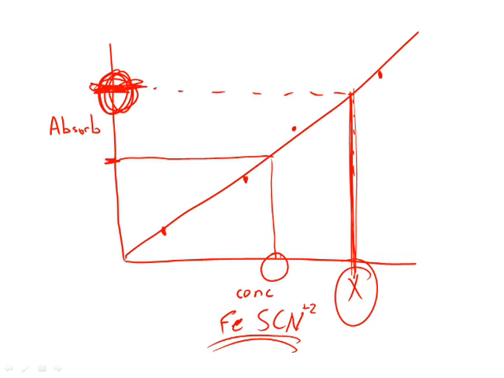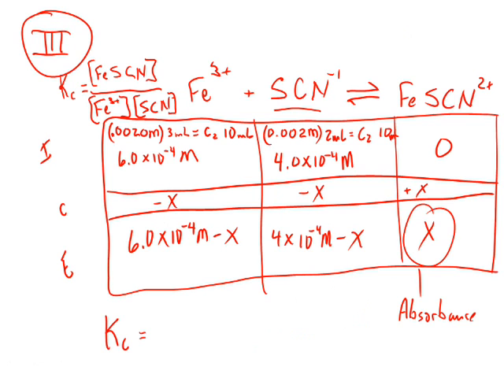And that concentration should be different for each of your 4 experiments because you're starting with a different set of concentrations of the iron and thiocyanate ions.